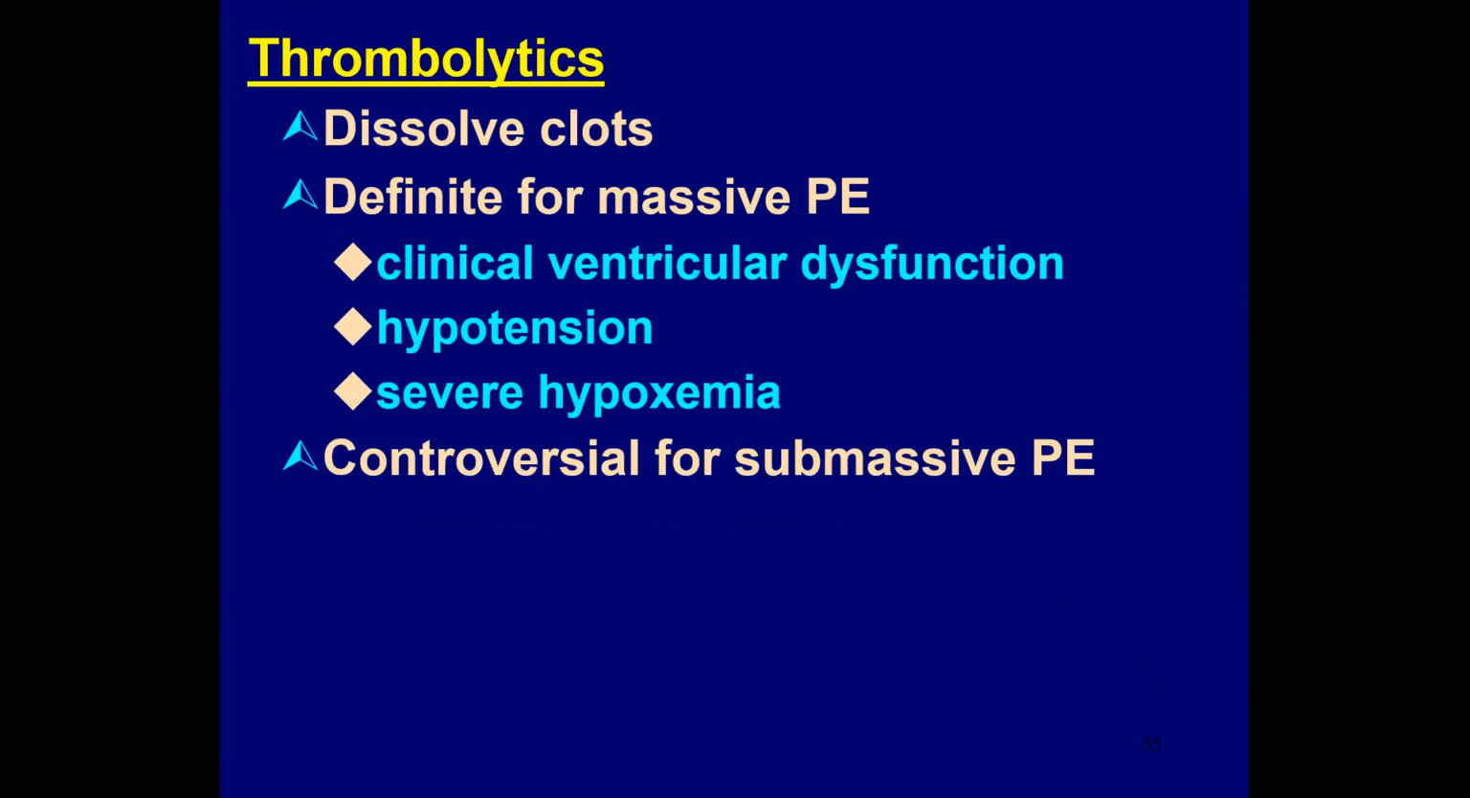Then there are also thrombolytics. Thrombolytics actually dissolve the clots, and thrombolytics must be administered for a massive pulmonary embolism, shown by clinical ventricular dysfunction, hypotension, and severe hypoxemia. Thrombolytics are controversial for submassive pulmonary embolism. Note, they may be administered, may not be administered. It will depend really on the doc or on the institution.